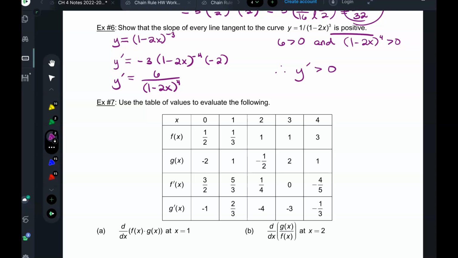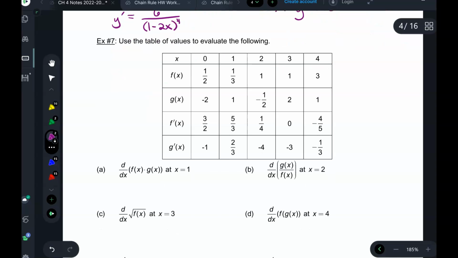Sometimes it would put the negative x. I know, I don't like that. I prefer to always. Okay.